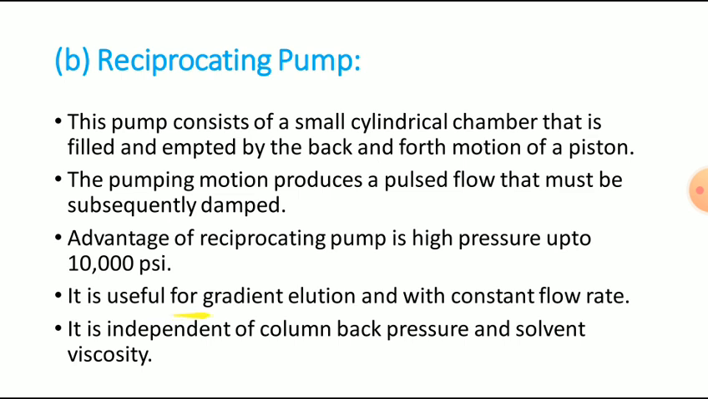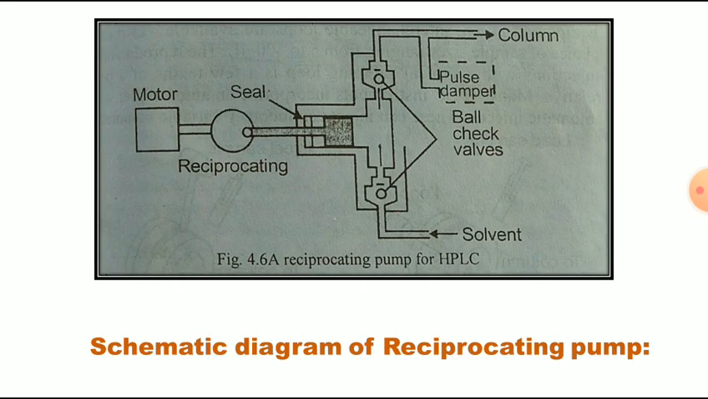It is useful for gradient elution and with constant flow rate. It is independent of column back pressure and solvent viscosity. So this reciprocating pump is highly useful in the HPLC instrument. So we have seen the second pump. This is the diagram of the reciprocating pump.